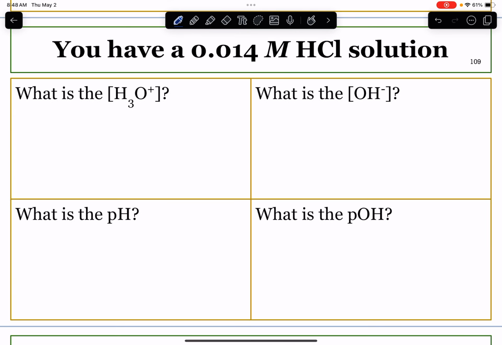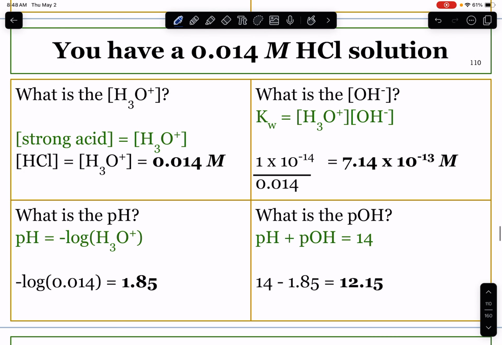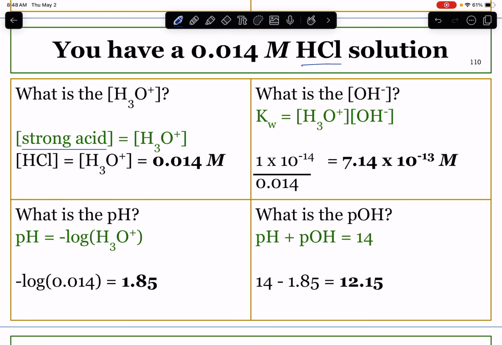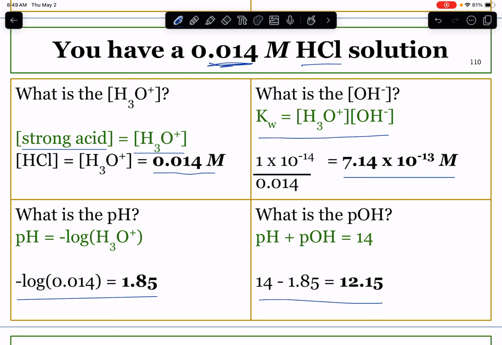If you have a 0.014 molarity HCl solution, see if you can solve for the H3O, the OH, the pH, and the pOH. Here are all of the answers. HCl is a strong acid. Therefore, the concentration of the strong acid, which is the 0.014, is also equal to the concentration of H3O. So that's an easy problem. Use the Kw equation to convert H3O to OH, and here's the OH concentration. Take the negative log of the H3O, and that gets us pH. Subtract from 14, and the pH turns into pOH.